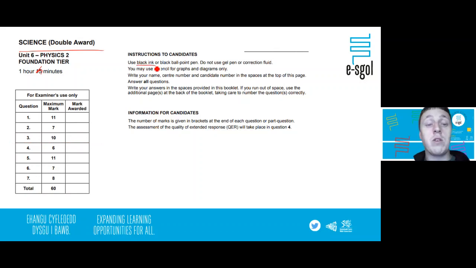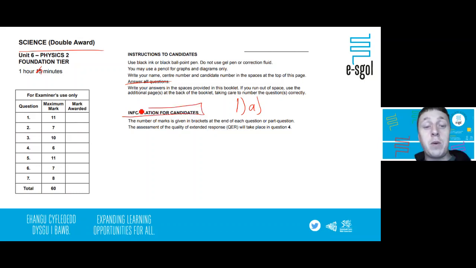Instructions: please be aware you should aim to use black ink or a black ballpoint pen, and not a gel pen or any type of correction fluid such as Tippex. Please use pencil on graphs and diagrams. Another additional tip is that if you need additional space, please write your answers and link it to the question. So continue on page 12, and then please label it nice and clear, so 1A, so that way when it's scanned in for the examiners, it's very clear which questions you've continued.